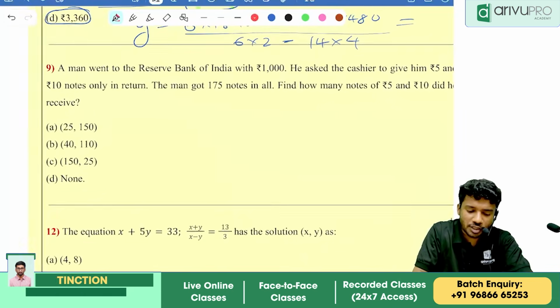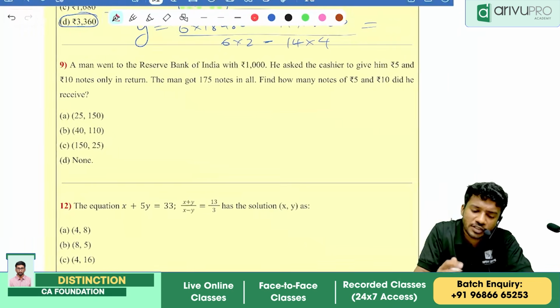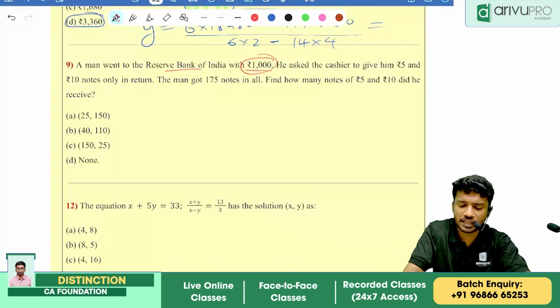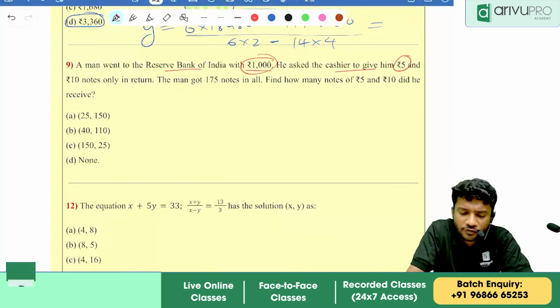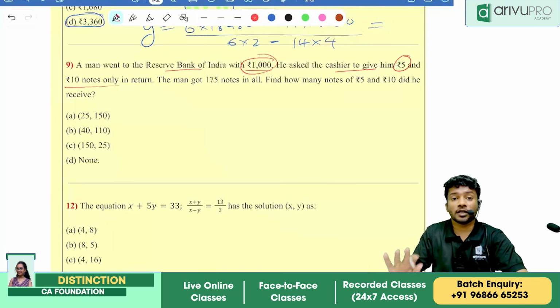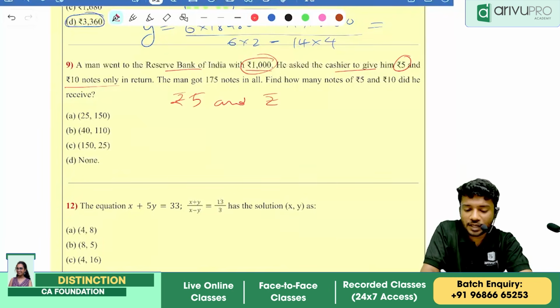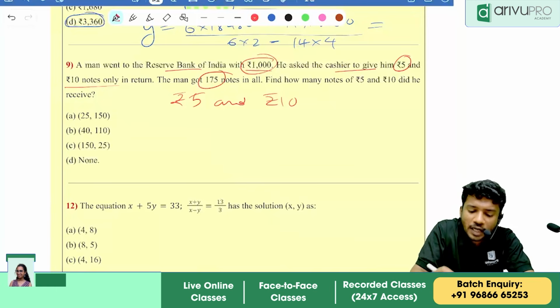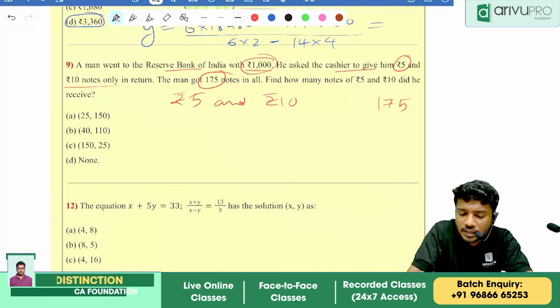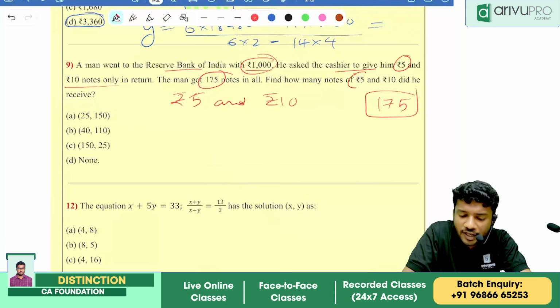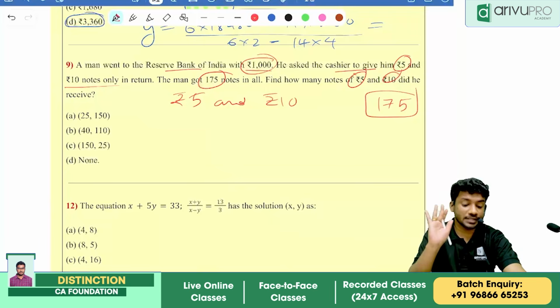Now look at this question, people. A man went to Reserve Bank of India with 1,000 rupees. He asked the cashier to give 5 rupee and 10 rupee notes only. He only wants 5 rupee notes and 10 rupee notes. The man got 175 notes. So in total, 175 notes are there. How many 5 rupee and 10 rupee notes he received is the question.